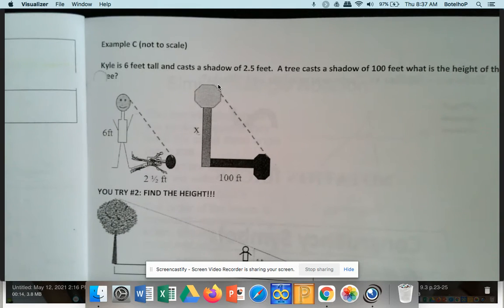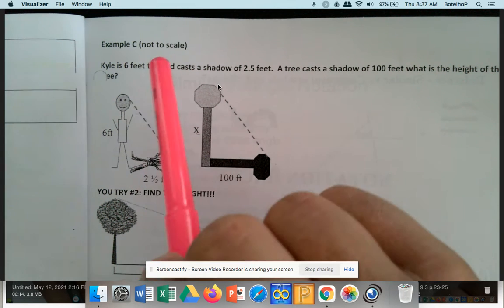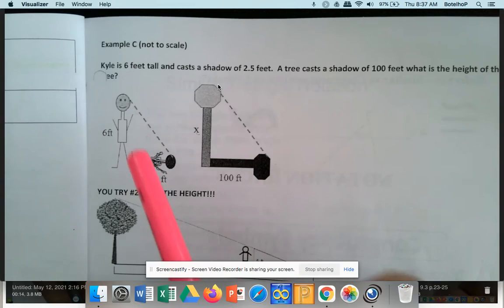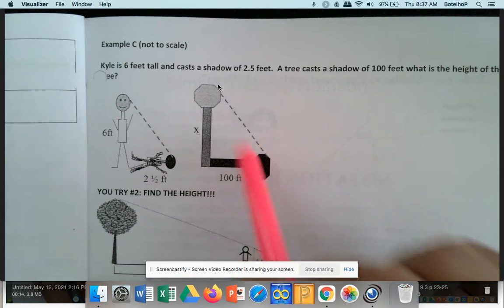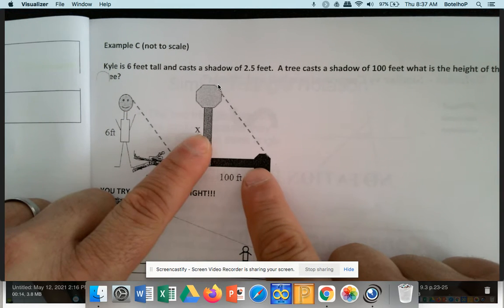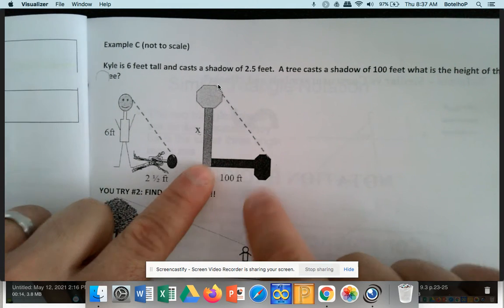All right, in today's video reference, we're going to be looking at finding missing side lengths, but we're going to use it with the most common or very popular type of question, which is the shadow question. So first thing you'll notice is this is not to scale. So we have, here's the shadow. You can see right here, there's a tree casting a shadow of about 100 feet.